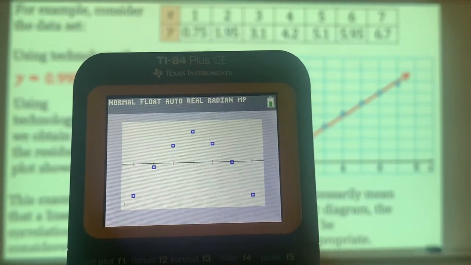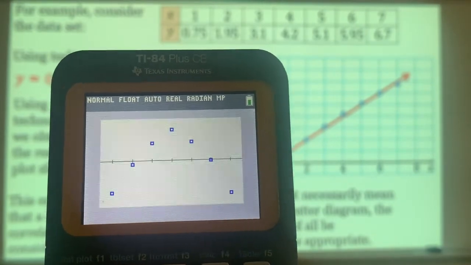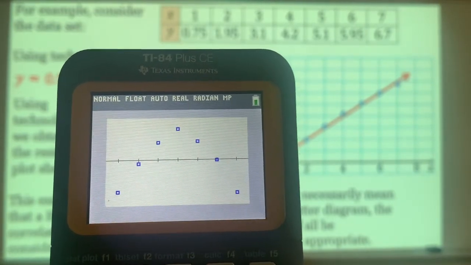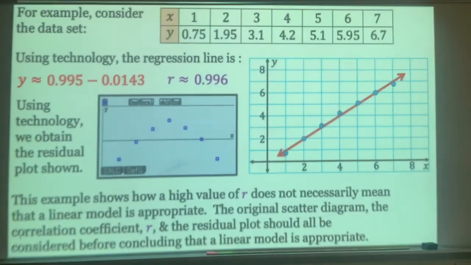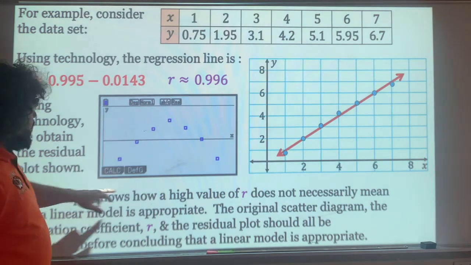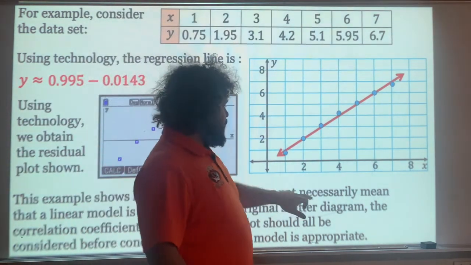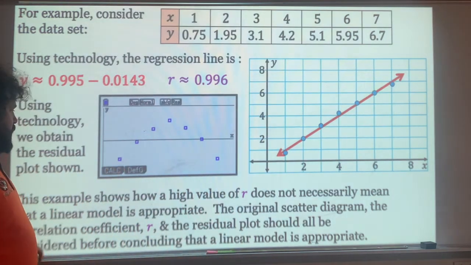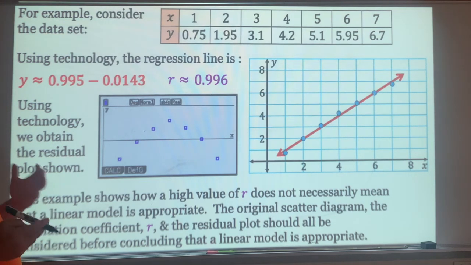So that's a pretty good graph, but wait a second. Looking at that graph, does that graph look linear? It looks linear on the line. It looks linear on the problem. But when I look at my residual, does that look like a linear graph to you? No. So even though the R is almost perfect, it's so nice, that does not necessarily mean that the linear model is appropriate. The original scatter diagram, the correlation coefficient, and the residual plot should all be considered before using a linear model.